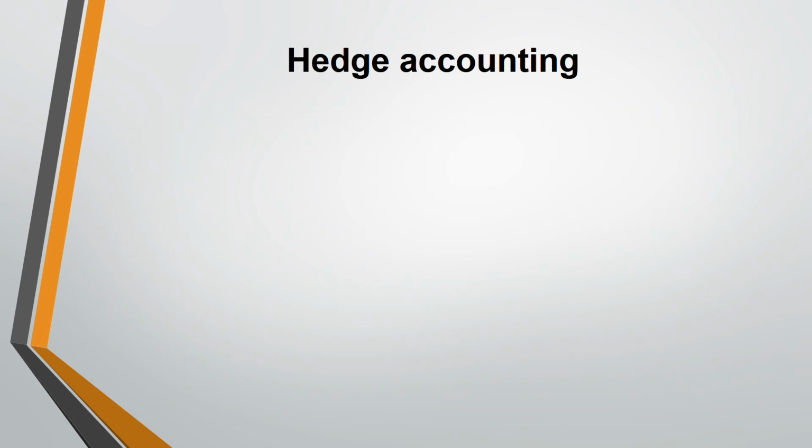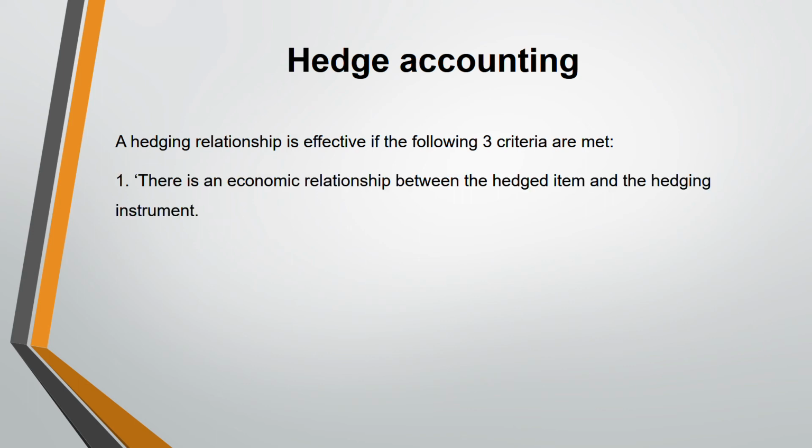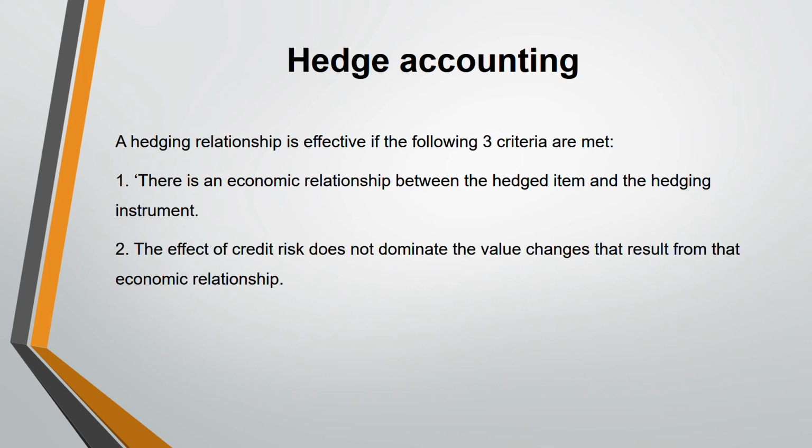Now, how do you know whether a hedging relationship is effective or not? If it meets the following three criteria. Number one, the relationship between the hedged item and the hedging instrument has to be economic. Number two, the effect of the credit risk does not dominate the value changes that result from the economic relationship. What does it mean?